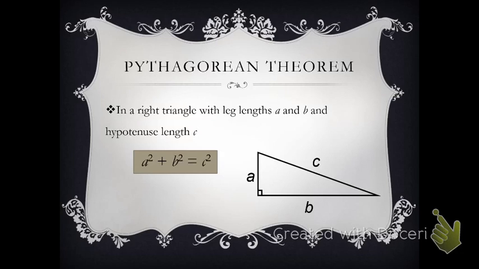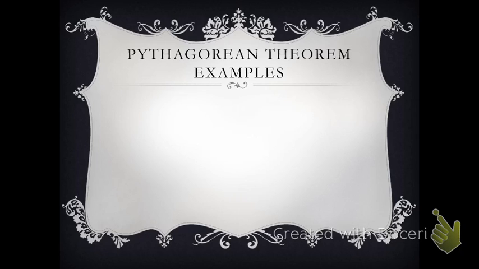So the A and the B, those could be switched. They just have to be the two legs, but the C must be the hypotenuse. And remember that the hypotenuse is the side that is opposite of the 90-degree angle. So we're going to be using this equation, a squared plus b squared equals c squared.